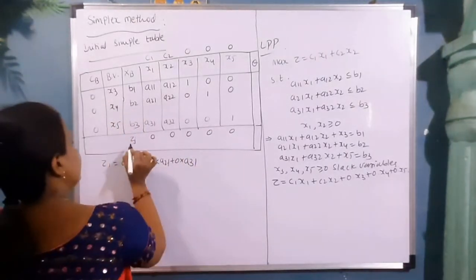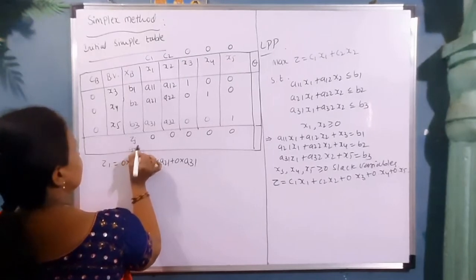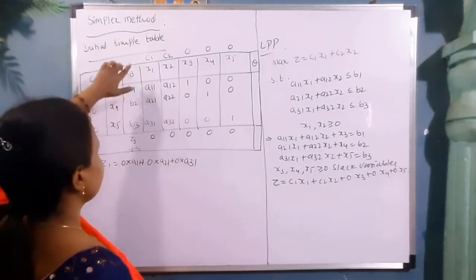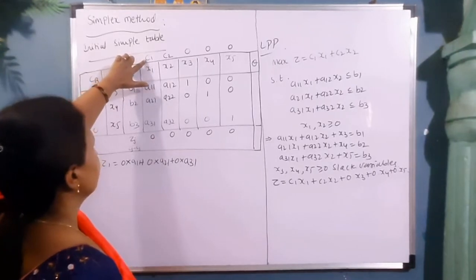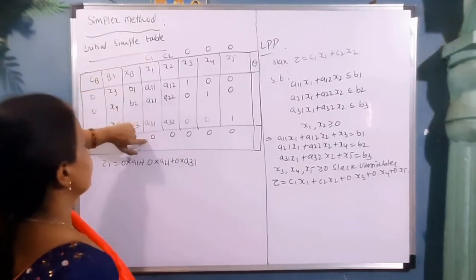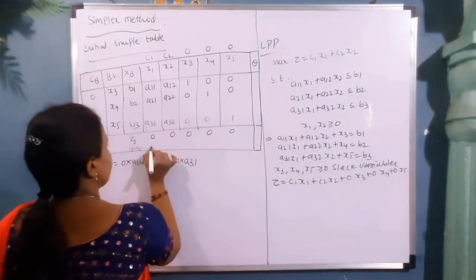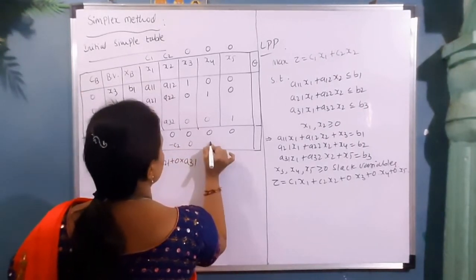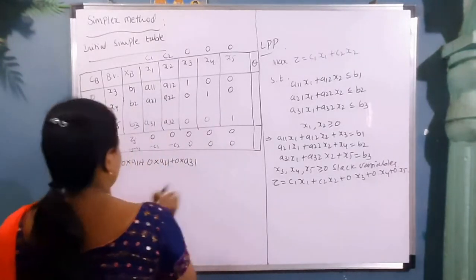Next we have to find Zj minus Cj. We have C1, so 0 minus C1 gives minus C1. Here we get minus C2, and then 0 minus 0 is 0, 0, 0.